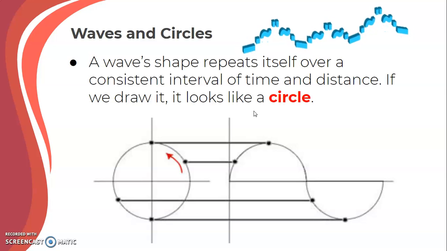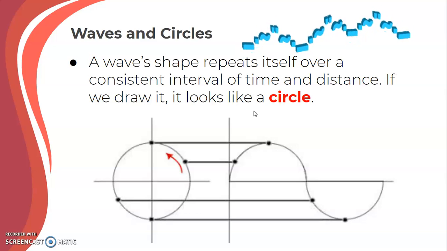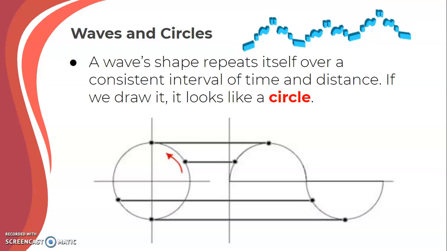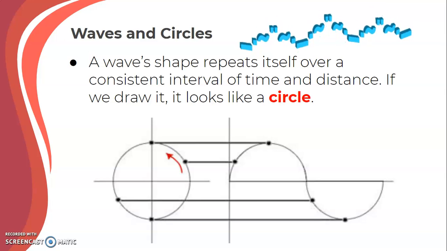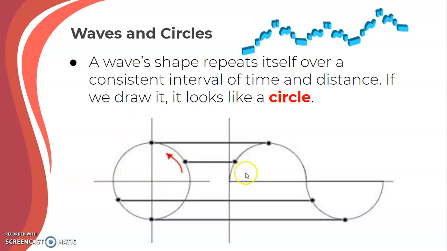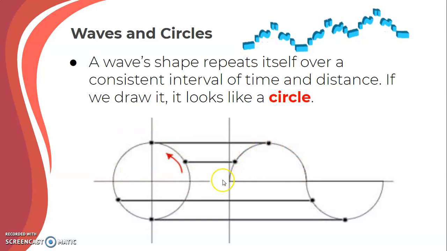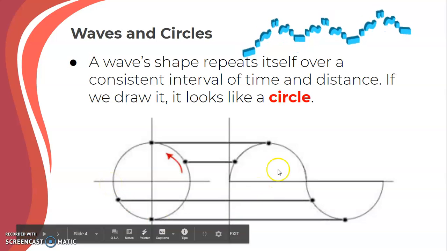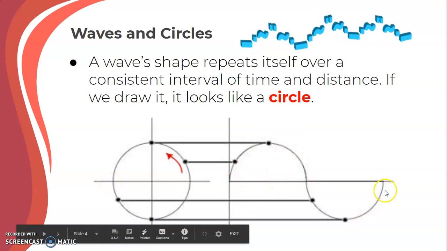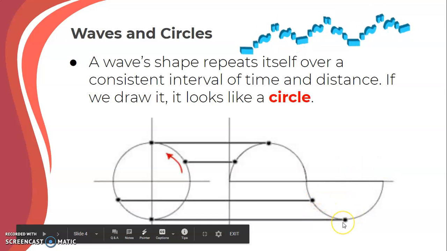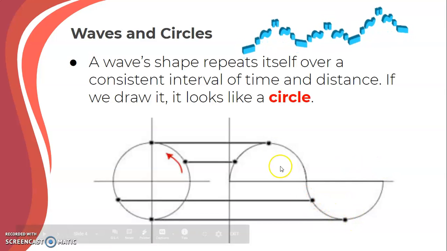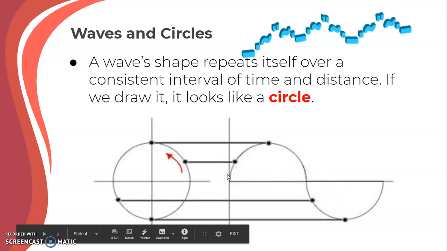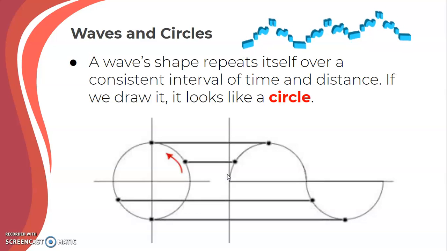So a wave's shape repeats over itself in a consistent interval of time and distance. So when you draw it, it looks like a circle, but if we then stretch it out, look at how the top half of the circle is here, and then we literally take the bottom half and we just shift it over so that it goes up and then down, and this is the bottom half of the circle. It's just flipped the other way, okay? So that's essentially a wave. It's a circle split in half and then moved so it goes up and then down.